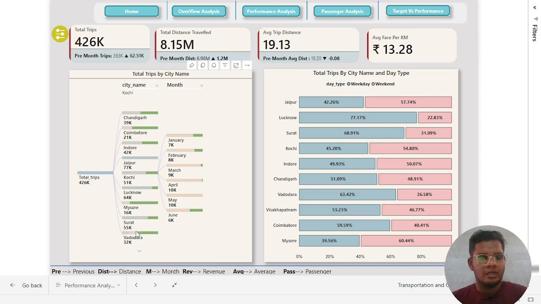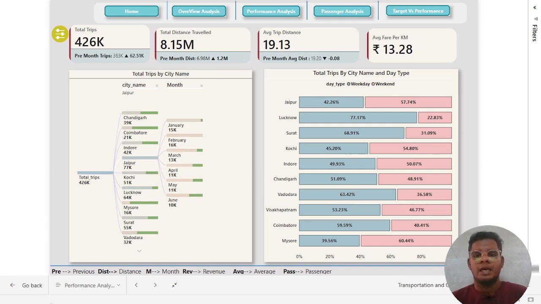And then here's the total trip volumes city-wise, like which cities achieved how many trips. Chhattisgarh 39, Coimbatore 21, Indore 42, Jaipur 77, Kochi 51, Lucknow 64, Mysore 16. And if you want to see any particular city, right now it is on Kochi, we can select Jaipur. January, February, March, April, May, June. It's month-wise distance traveled. Sorry, month-wise trips. How many trips happen in each month.